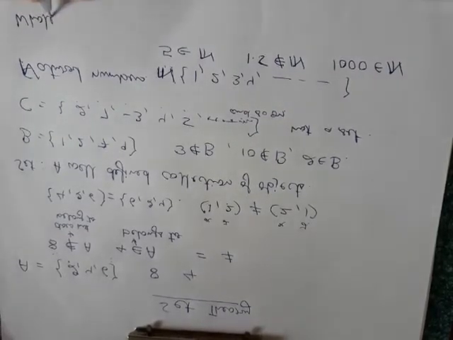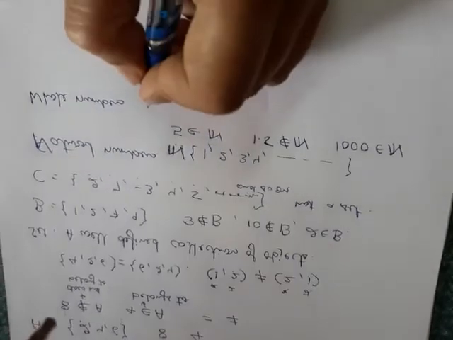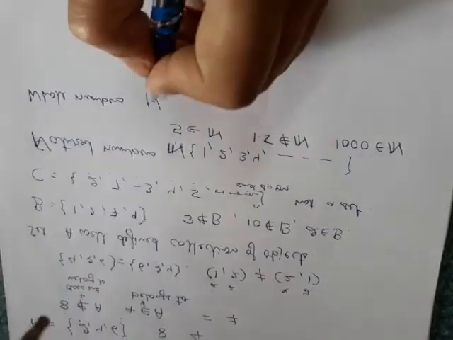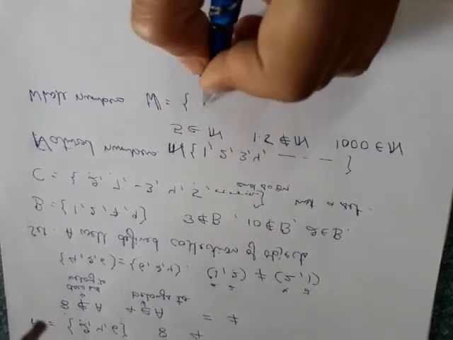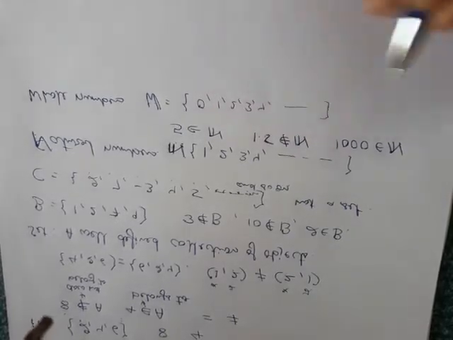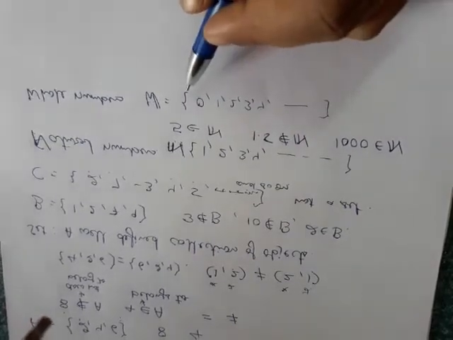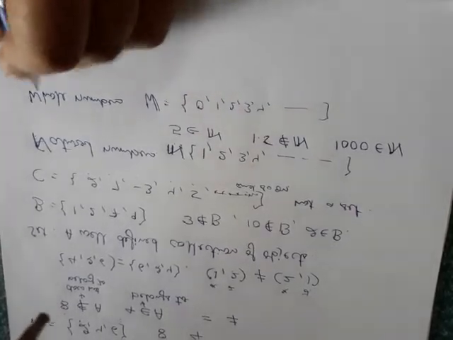Next we have the whole numbers. That is written by W, and in the whole numbers we add one extra number, that is 0. So we start counting from 0, then 1, 2, 3, 4 and so on. This is also a set.